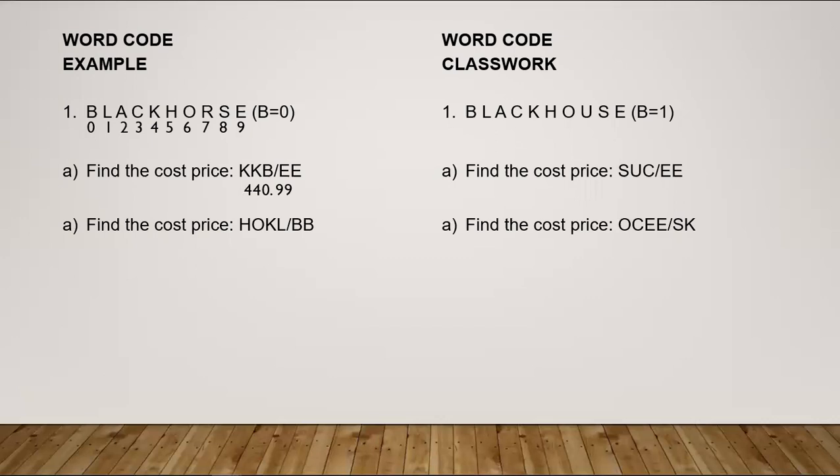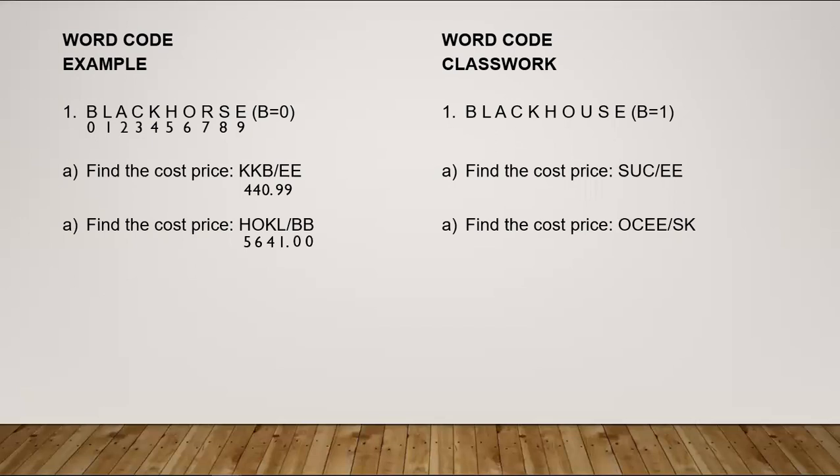Find the cost price of HOKL/BB. So H, we know that it's 5. O will be 6. K will be 4. L will be 1. And dot 0, 0. So that is 5,641.